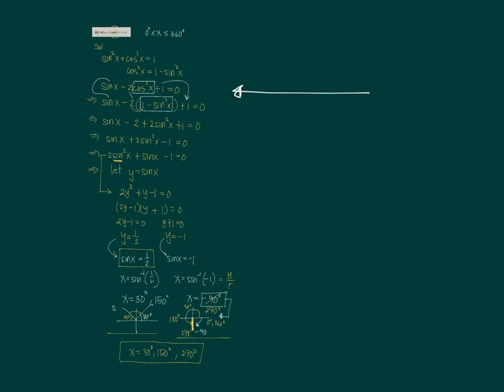Then we simplified the expression until we got this, and we decided to temporarily assign y for sine x. We came up with an algebraic equation. We solved for y, and then we returned the value of sine x afterwards. From there, all you have to do is to solve each sine equation until you get all the possible answers. Okay, so that's it.